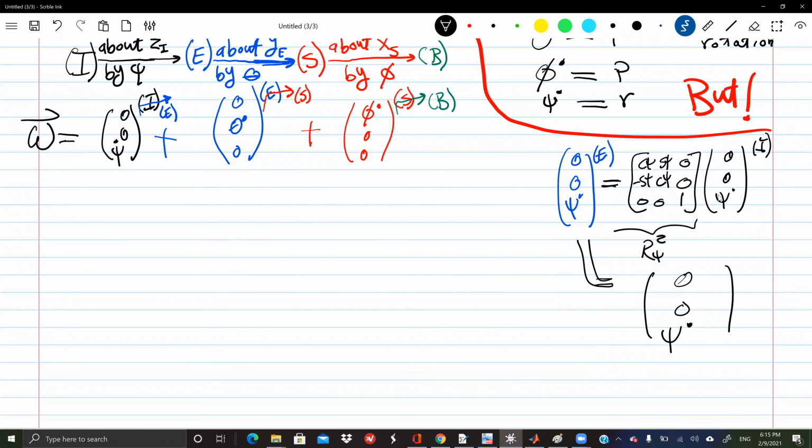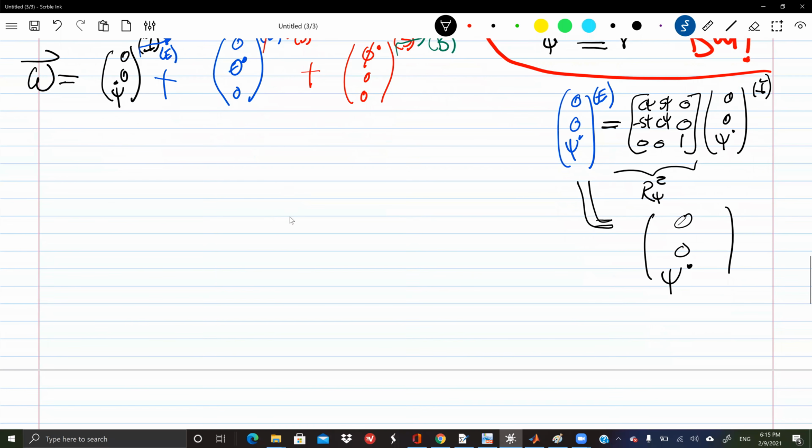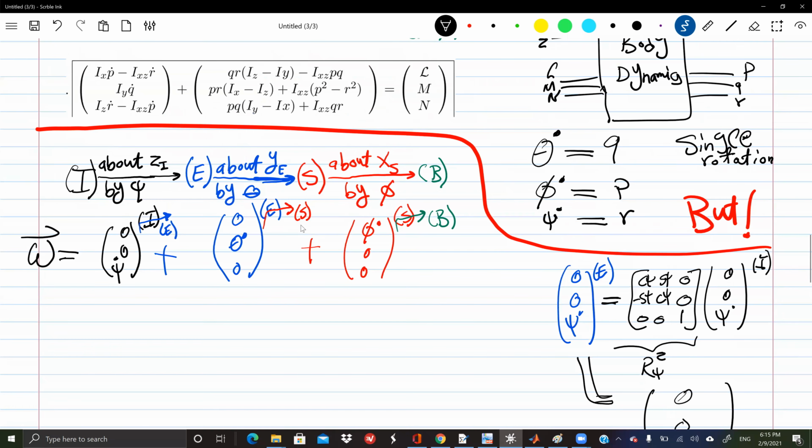Because here the rotation is about z and the rotation matrix is about z, when you multiply them together, you get the same thing. Okay? Any questions so far? Any question about these two lines? I just wrote two lines here. Our diagram, and from the diagram, I constructed my total angular velocity vector.